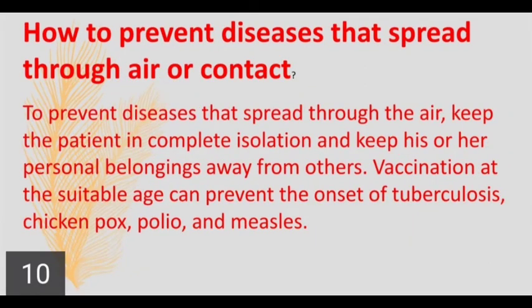How to prevent diseases that spread through air or contact? To prevent diseases that spread through air, keep the patient in complete isolation and keep his or her personal belongings away from others. Vaccination at the suitable age can prevent the onset of tuberculosis, chickenpox, polio, and measles.